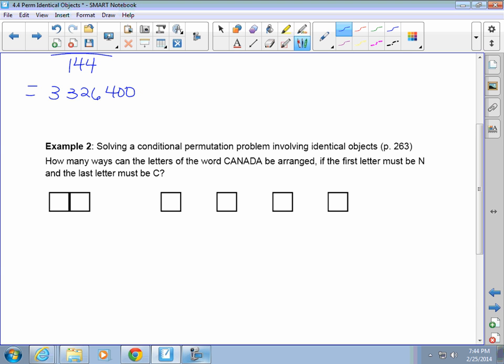So if we take a look at this one, it says our first letter must be N, so we've got rid of that letter, and our last letter must be a C. So we've got rid of 2 of the letters that are there. So then that means we are left with the rest of the letters, and it doesn't matter which order we put them in. It just matters that we actually put them in there.